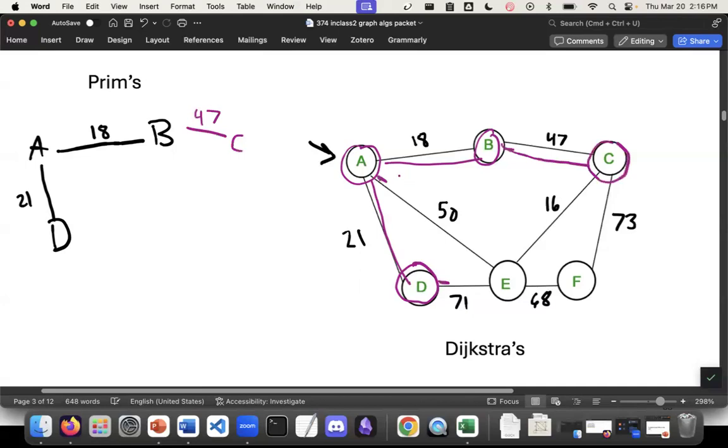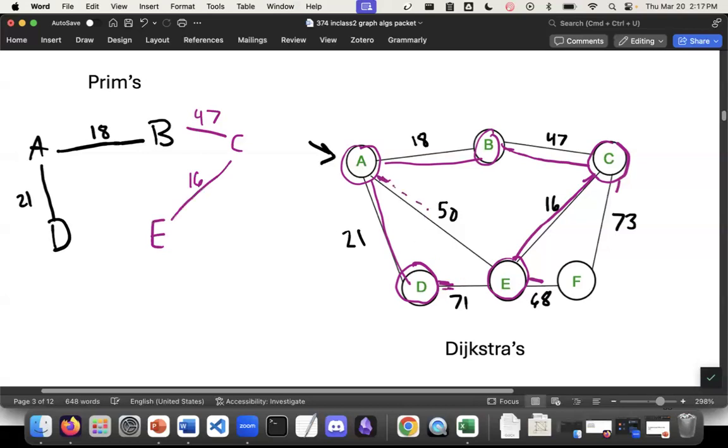So now we've got either 50 or 16 or 71. 16 wins. So from C to E, 16. Now we've got an option of 73 or 68. We cannot choose 50 anymore. We cannot choose 71 anymore.